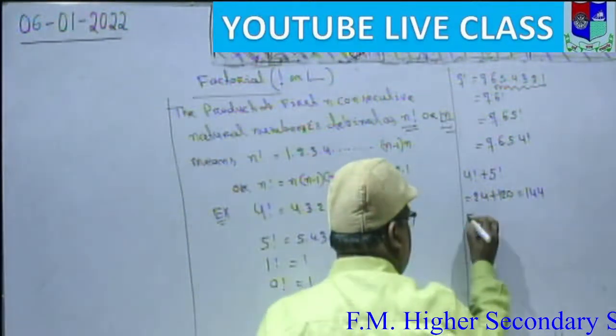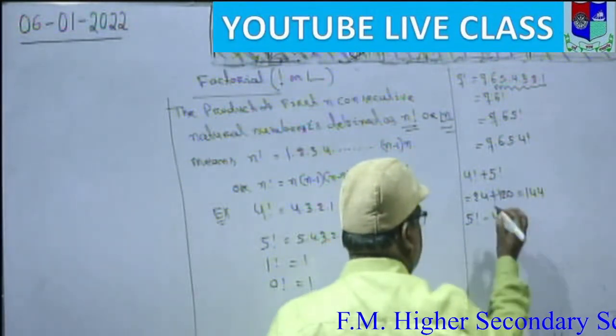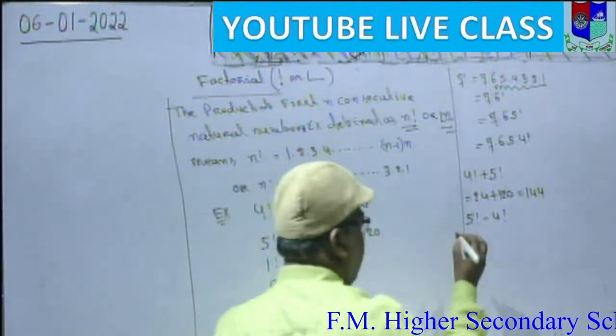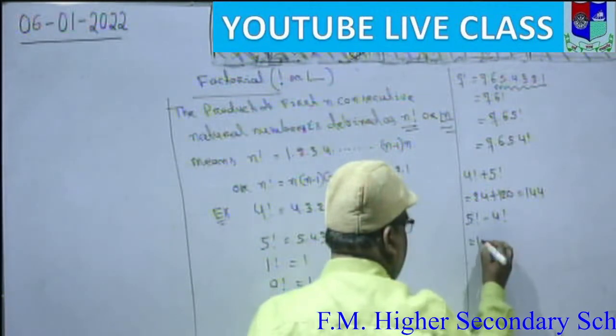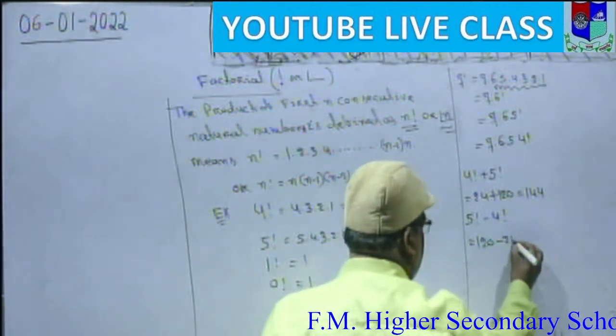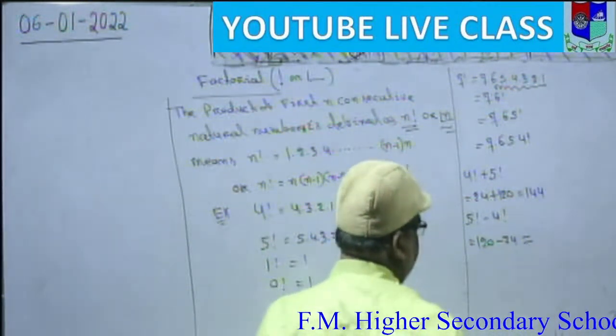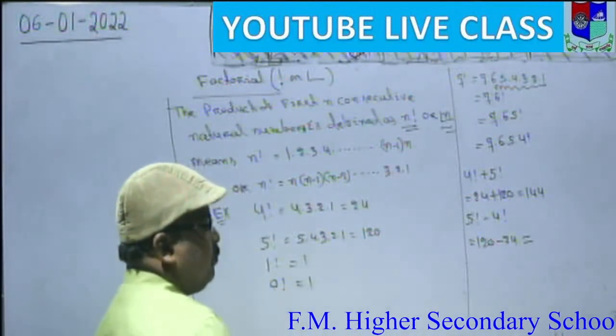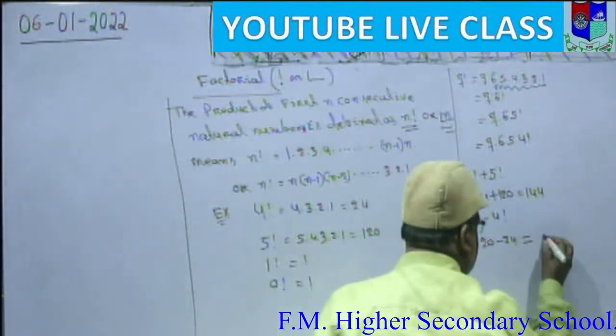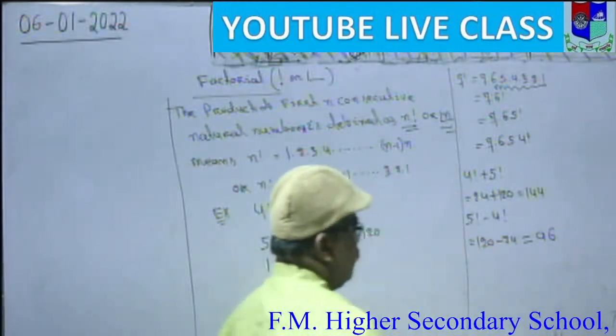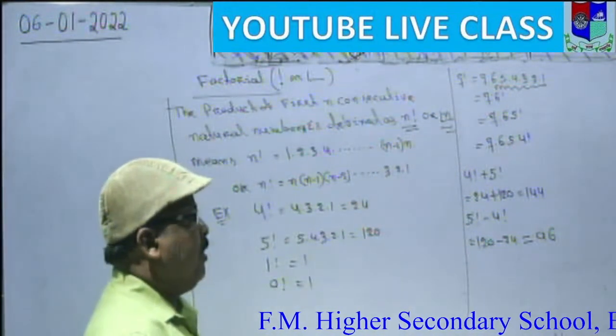If we subtract them, similarly, we have to find its result, that is 120 minus 24. So it is 96. Answer is 96.